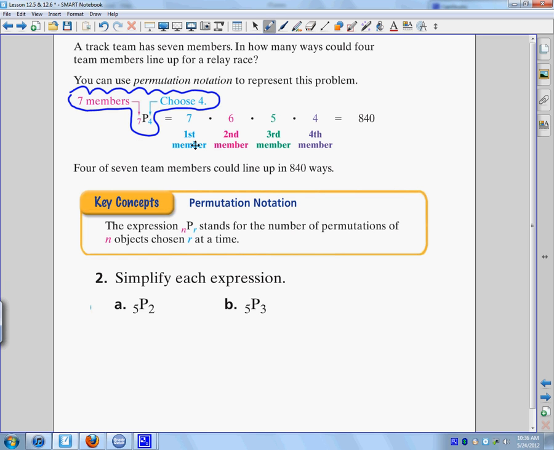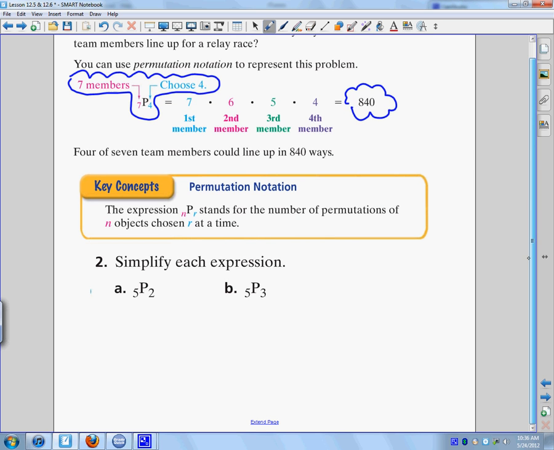What you do is you start with the first number, 7, and you're going to fill 4 spaces with every number that comes after 7, or actually before 7. So it'll be 7 times 6 times 5 times 4, which is 840.